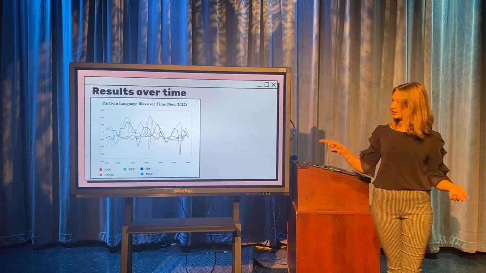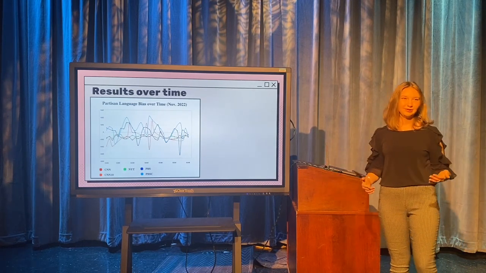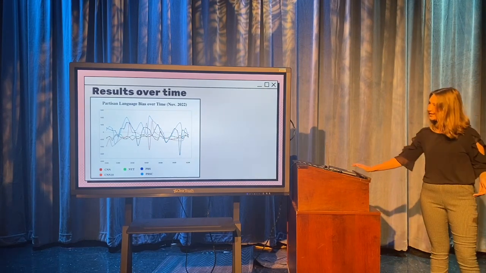Also, everything gets less bias around Thanksgiving because national unifying holiday, everybody sings Kumbaya, and we take a break from arguing over each other's political parties for 2 or 3 days.